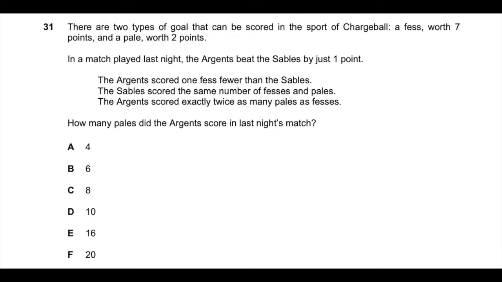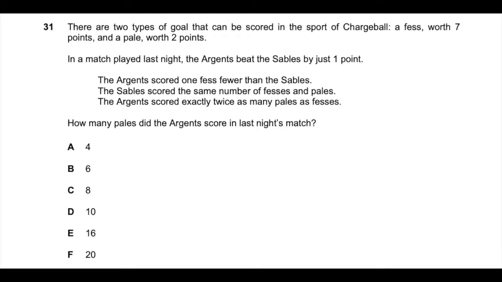The correct answer is D because of the following. The way to solve this question is to set up several equations. AF equals number of fesses scored by the Argents and SF equals number of fesses scored by the Sables. AP equals number of pails scored by the Argents and SP equals number of pails scored by the Sables. From statement 1, AF equals SF minus 1, so SF equals AF plus 1.